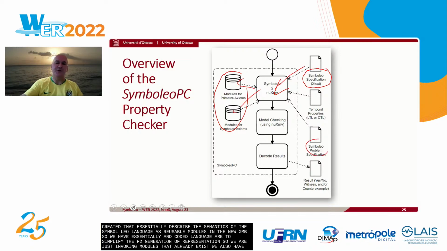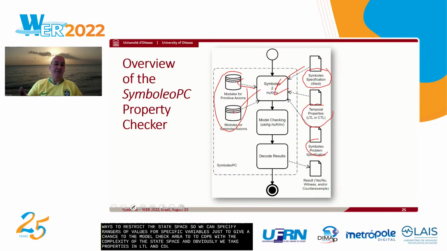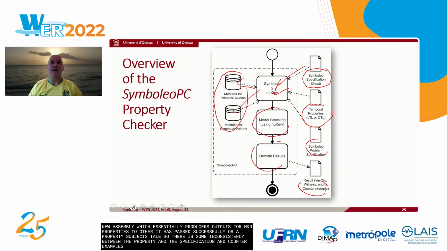We also have ways to restrict the state space. So we can specify ranges of values for specific variables, just to give a chance to the model checker to cope with the complexity of the state space. And obviously we take properties in LTL and CTL. And we feed all of this to NuXmv, which essentially produces outputs for each property. So either it has passed successfully, or a property essentially has failed. So there is some inconsistency between the property and the specification, and counterexamples will be provided in such situations.